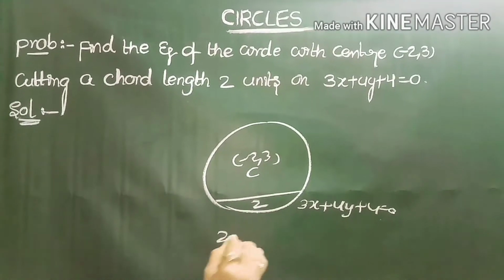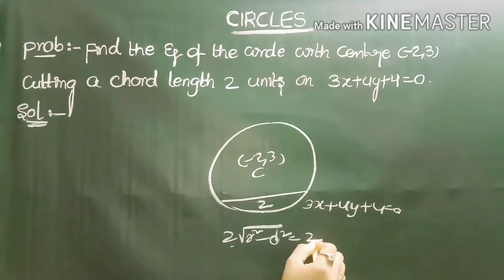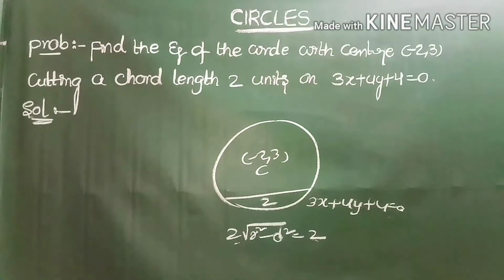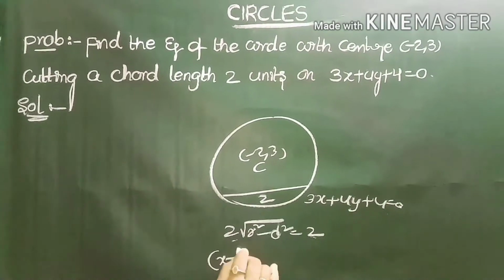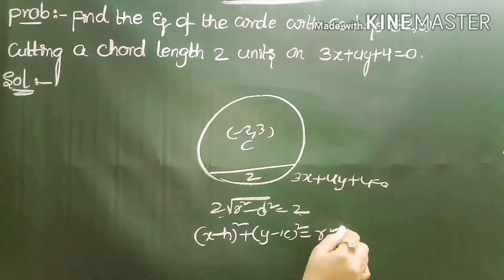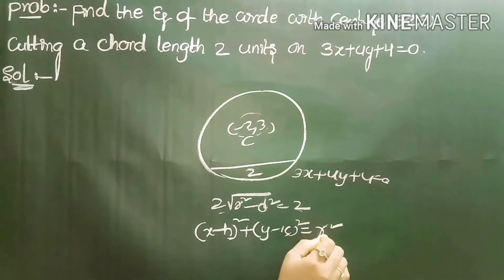What is the length of the chord formula? Length of the chord is equal to 2 root of r square minus d square. Given that 2 root of r square minus d square is equal to 2, the length of the chord equals 2. Then what is the equation of the circle? Here we are using the formula (x minus h) whole square plus (y minus k) whole square is equal to r square. Already we know the values of h, k. Now it is enough to find the value of the radius to answer.